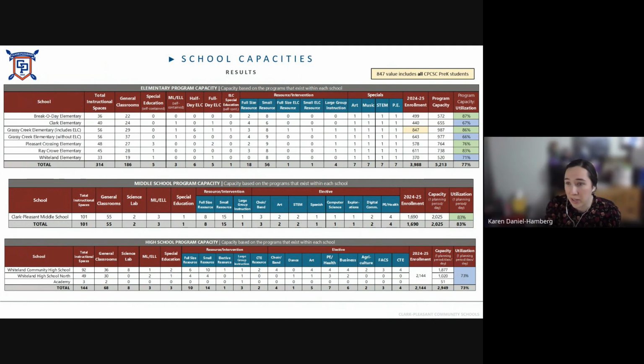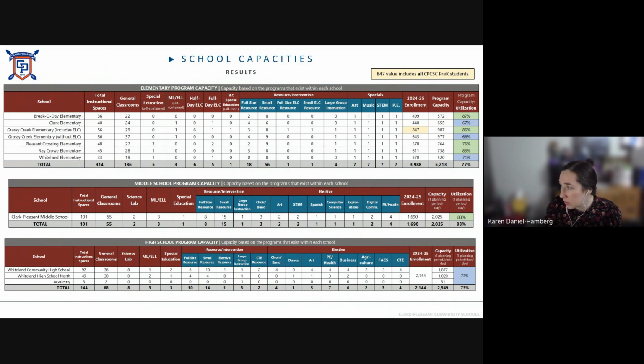Something about the elementary that I want to point out, we do have Grassy Creek in here duplicated. We calculated a capacity for this building as it currently sits with the ELC in it, and then one without the ELC if the ELC were to move to a different space for whatever reason.